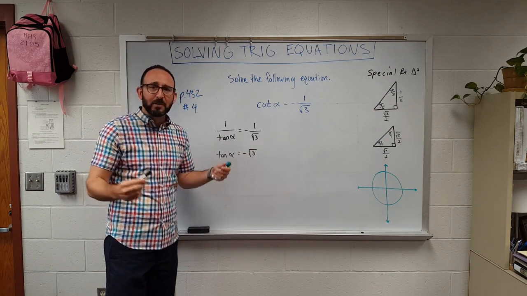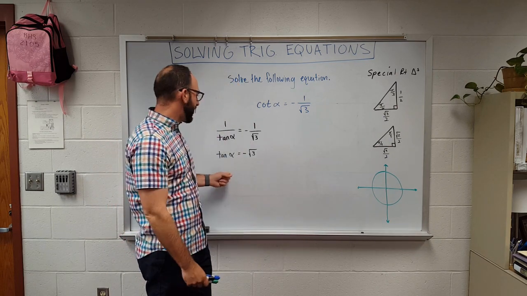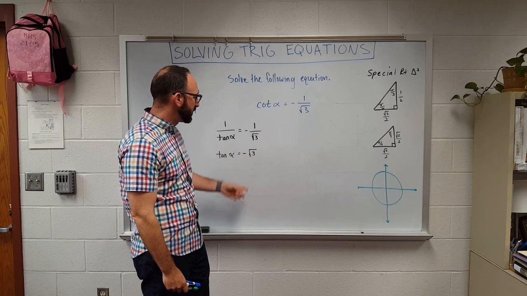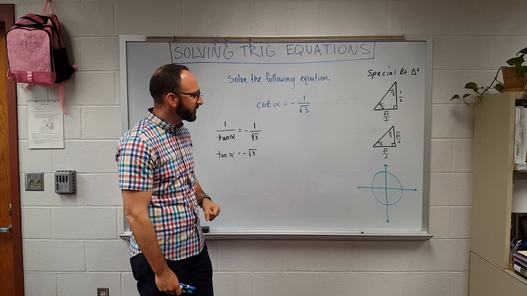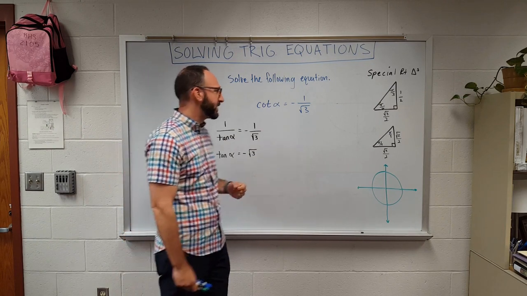As you notice, I've come prepared with the special right triangles. So what we're going to try to do is to determine where tan alpha equals. I'm going to look for positive square root of 3 first, and then we'll look around the coordinate plane to determine where tangent is negative, and we'll talk about that in just a second.